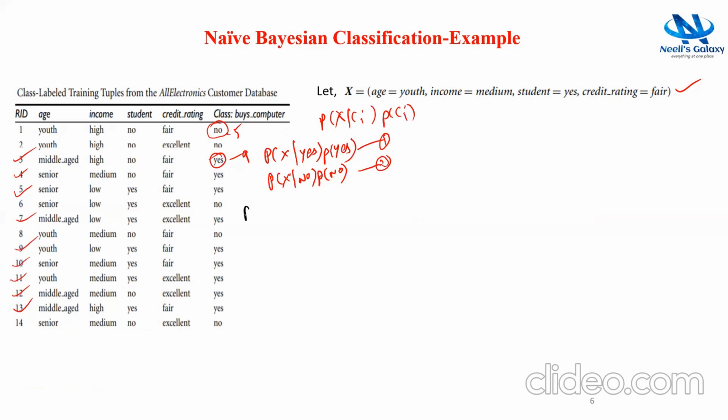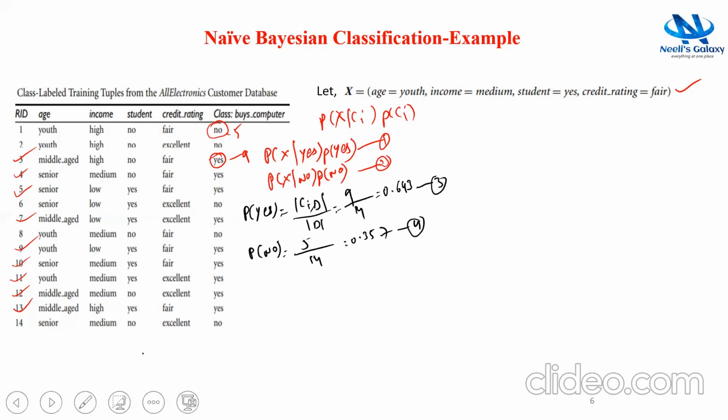Let me calculate P(yes). What is P(yes)? This is |Ci,D| by |D|, which is nothing but, out of 14 tuples, how many yes tuples are there? 9 yes tuples are there, which is equal to 0.643. Similarly, P(no): again out of 14 tuples, 5 no tuples are there, which is equal to 0.357. So let's say this is equation 3 and this is equation 4.